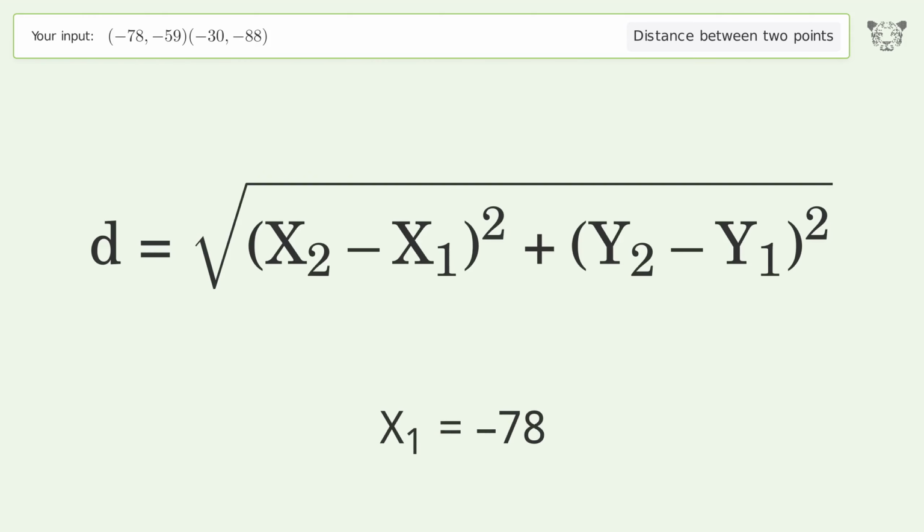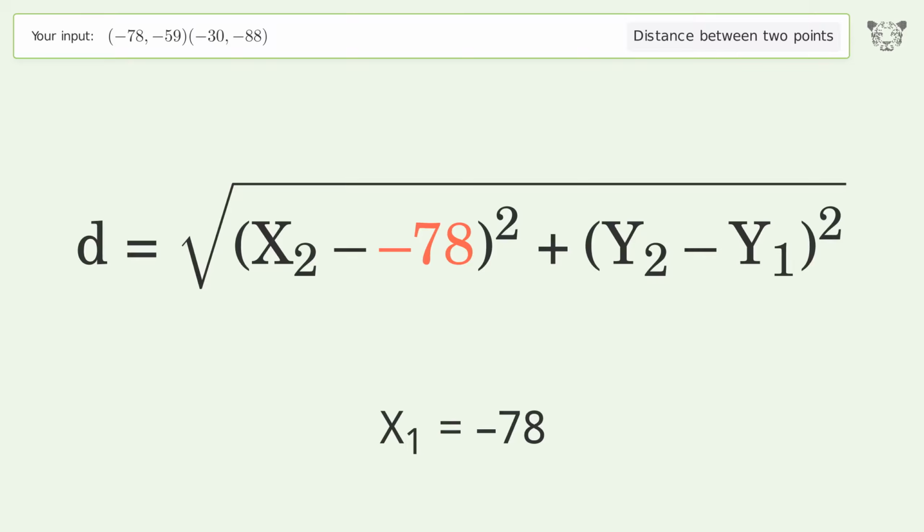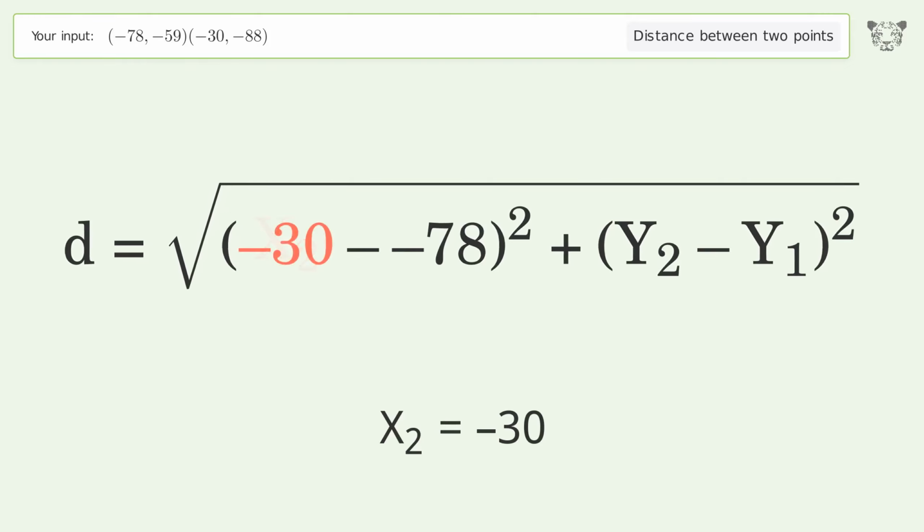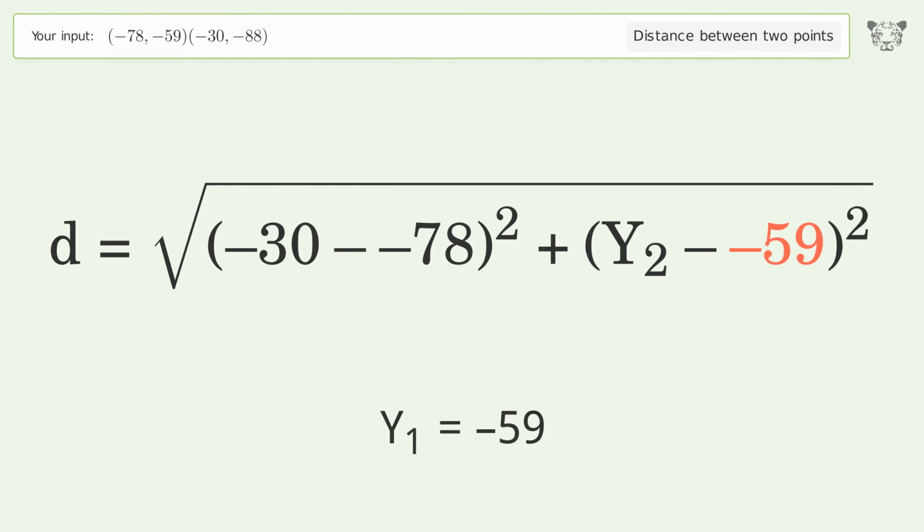x1 equals negative 78. x2 equals negative 30. y1 equals negative 59. y2 equals negative 88.